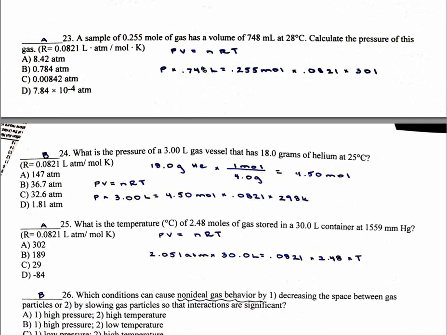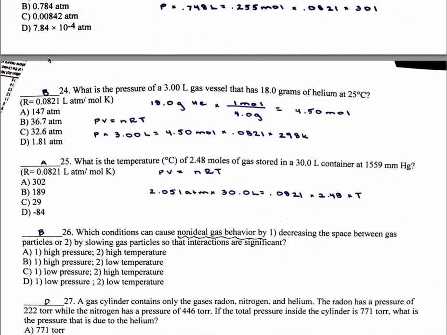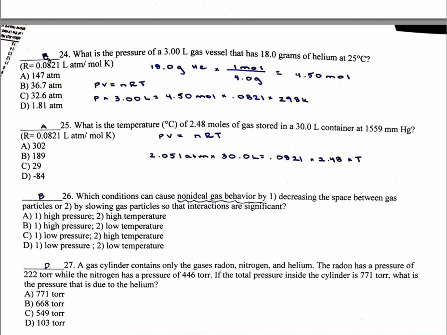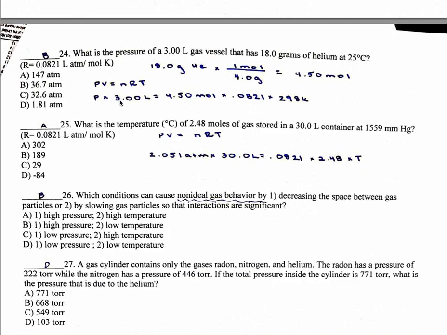It needs to be 3 sig figs. This is 3, this is 3, this is 3, this is 3. So 3 sig figs right there. All right, next one, 24. What is the pressure? Blah, blah, blah, blah. Okay, cool. Now, I tell you 18 grams, right? You're going to be using PV equals NRT.